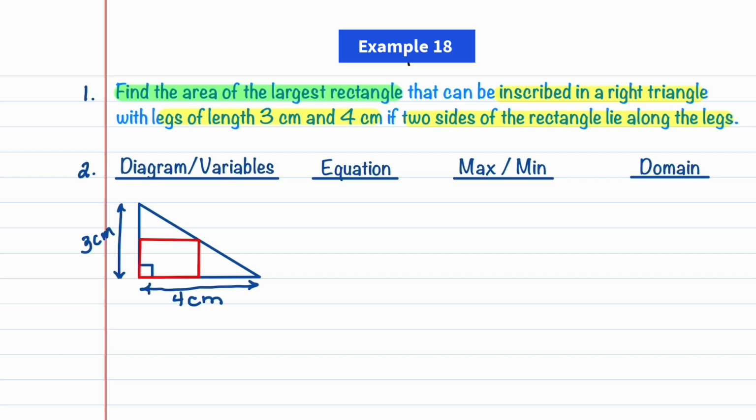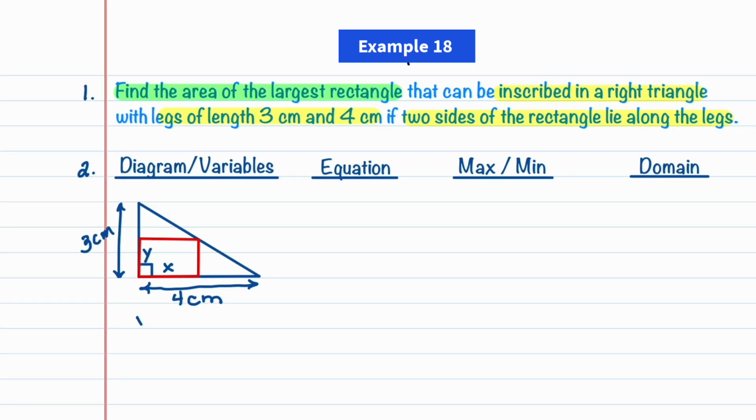Now what we want to do is assign variables. Our variables need to be related to what we want to find. We want to find the area of our rectangle here in red. So we need to make our variables the width and height of our rectangle. So I'm going to let this distance be x and this be y. So let's write that down. X is the width of our rectangle, and then y is the height of our rectangle.